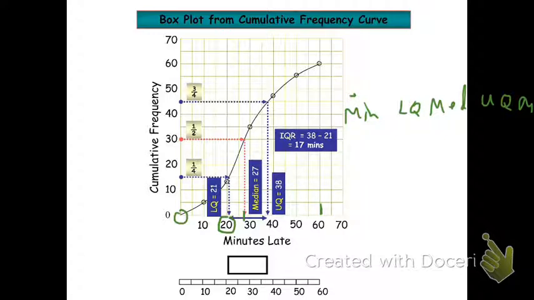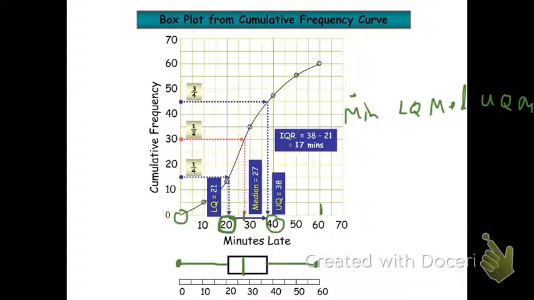And if you notice down here, there's a box around the interquartile range. So from 21 to 38, there's a box. You make a line at the median, 27, so somewhere in here. And then you stretch the whiskers out to the min and the max. And that divides the data into fourths.